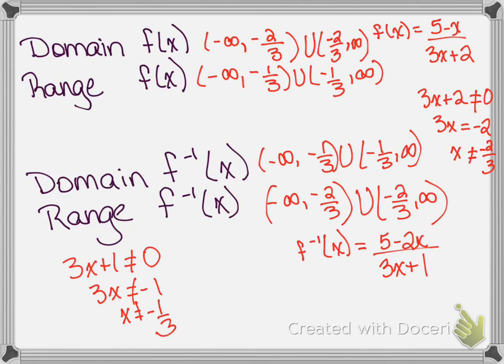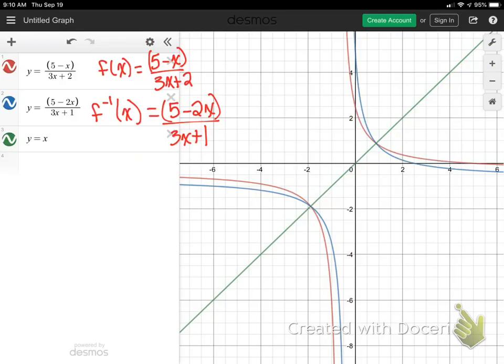So we're going to take one more peek at the graph. So back here at my graph, what we are saying is my original function, which is 5 minus x over 3x plus 2, is a function, and more specifically, it is a one-to-one function. Because it's a one-to-one function, that means its inverse is a function. So our inverse is 5 minus 2x over 3x plus 1. And here are the graphs of both of those.